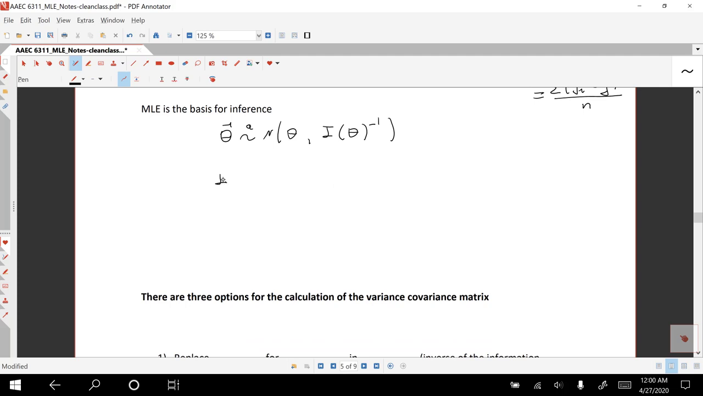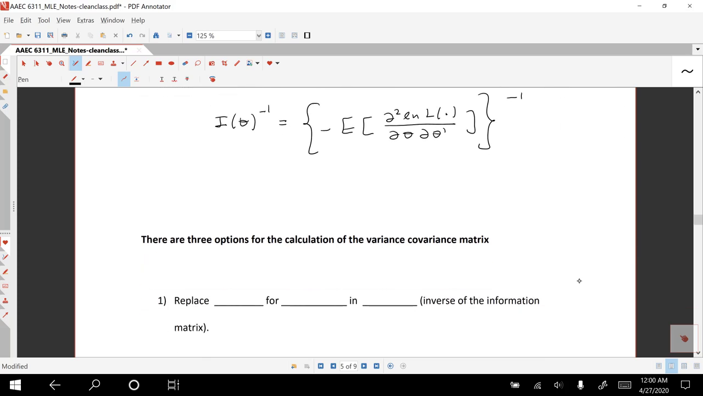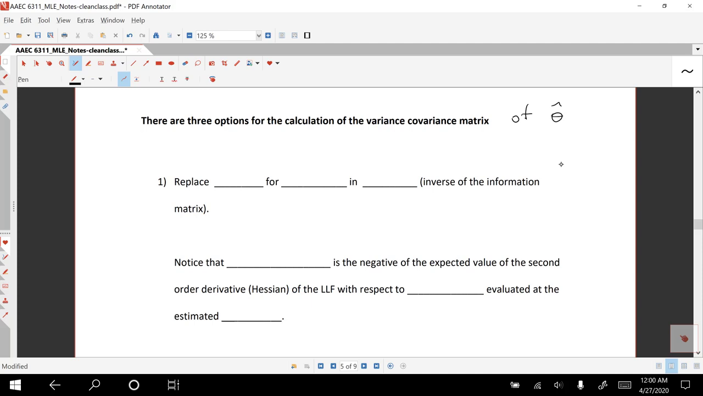And we already defined that information matrix as minus the expected value of the second derivative of the log likelihood function with respect to theta. And that's the basis for the inverse. So there are three options for the calculation of the variance-covariance matrix of theta hat. Remember, this is for our estimator, but that's what we use for our estimate.